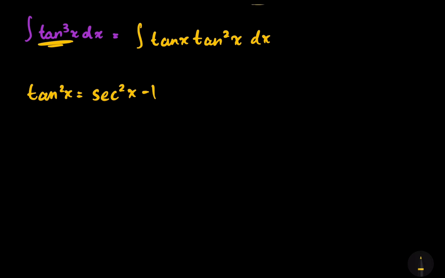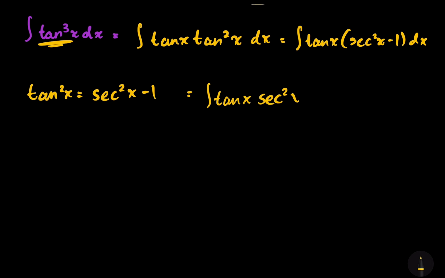And this actually does come from the Pythagorean identity. And so we have this in mind. Now we can go ahead and substitute. This is going to be equal to the integral of tangent of x times secant squared of x minus 1 dx. And then that's going to be equal to the integral of, if we expand over here, if we distribute, we get tangent of x secant squared of x dx.